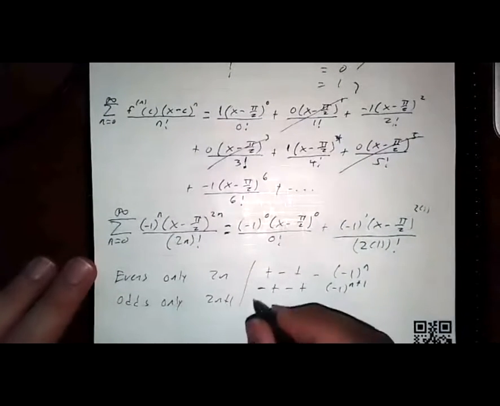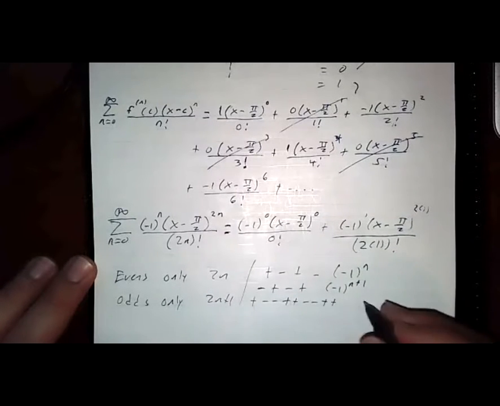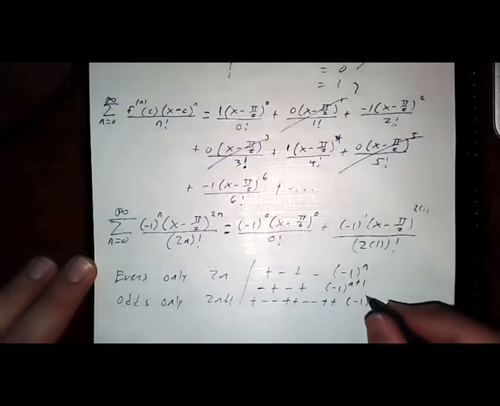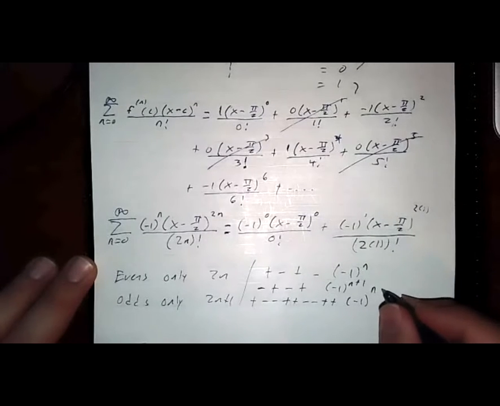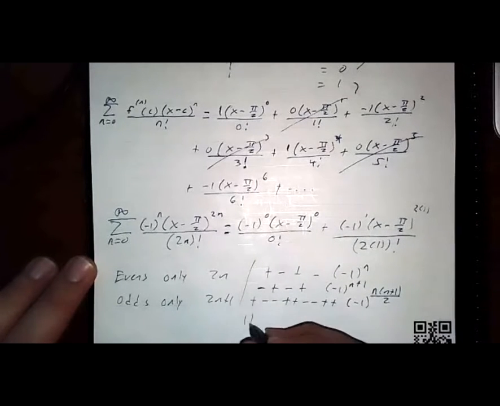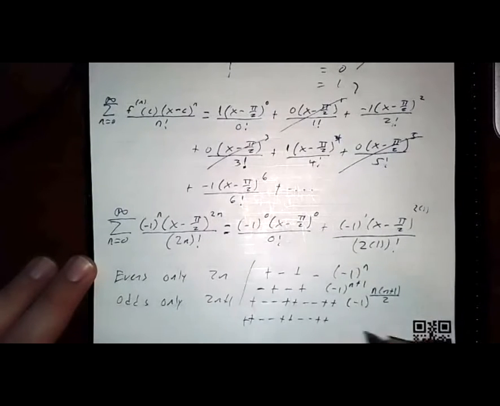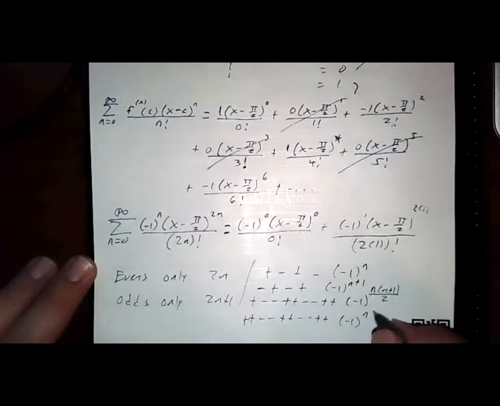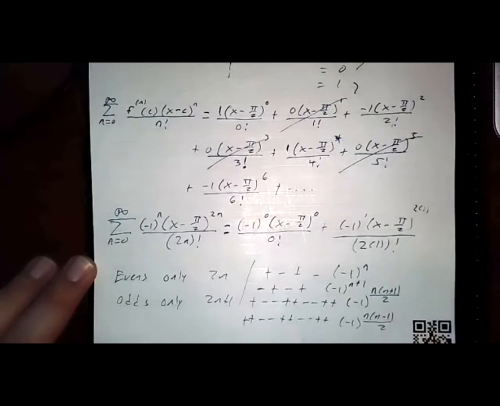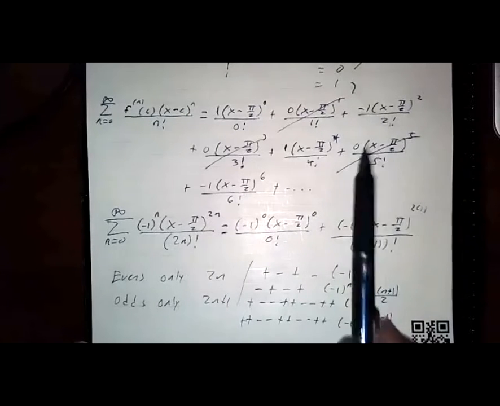If you wanted to do plus, minus, plus, minus, plus, then you would need negative 1 to the (n plus 1) divided by 2. If you wanted plus, minus, plus, minus, plus, you need negative 1 to the n times (n minus 1) over 2. So these are kind of helpful if you have difficulties in imagining what will do this for you. Here's some shortcuts, shorthand, I guess.